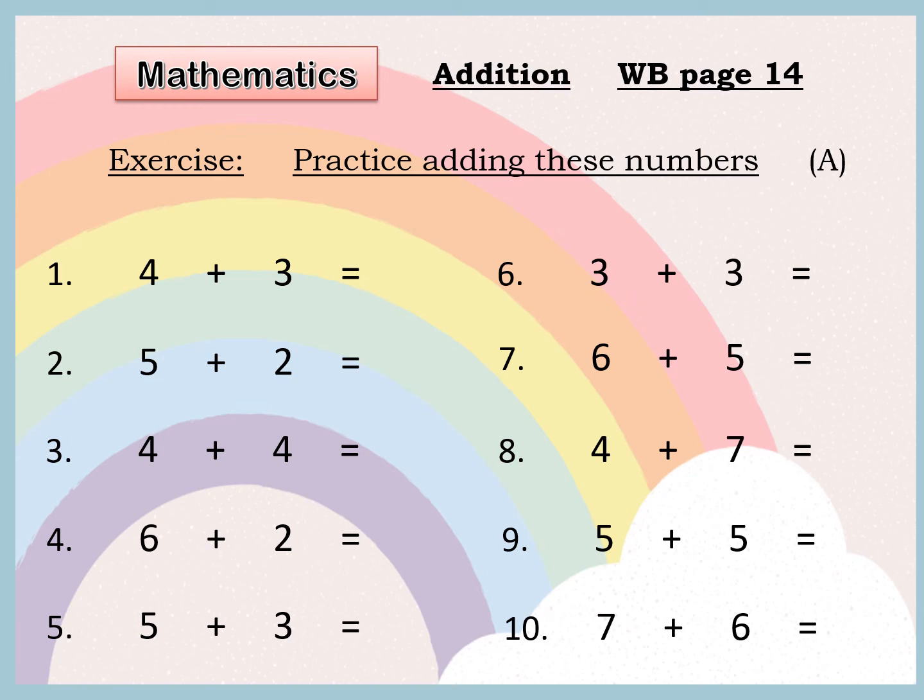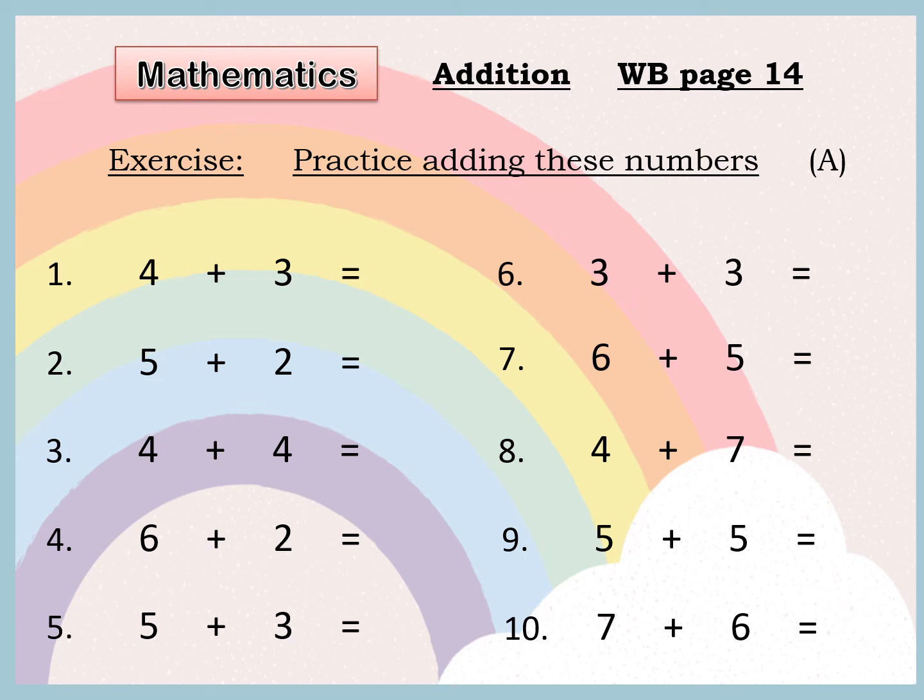All right. Now let's start with number 1. Number 1 is 4 plus 3. On your left hand, try to count 4 fingers. 1, 2, 3, 4. And on the other side of your hand, count 3 fingers. 1, 2, 3.